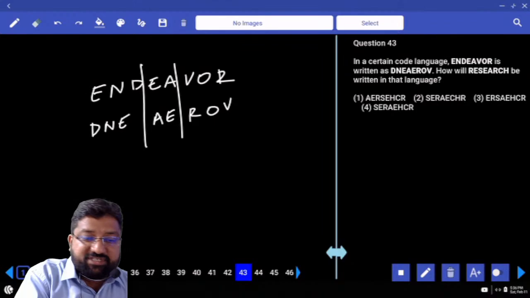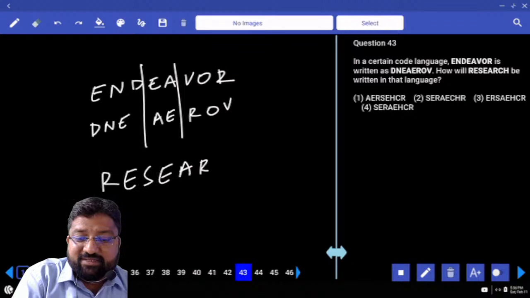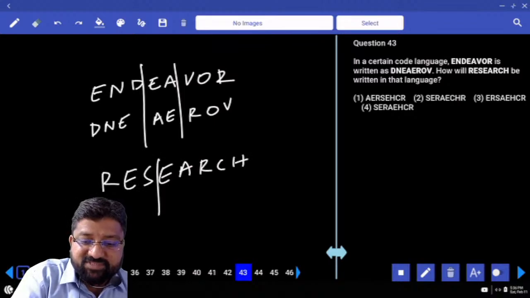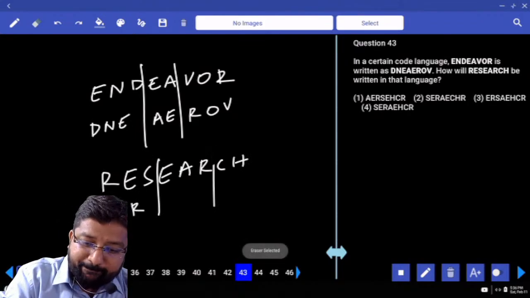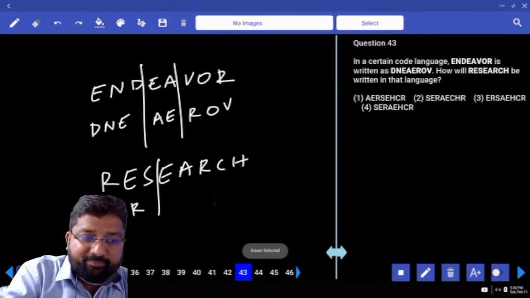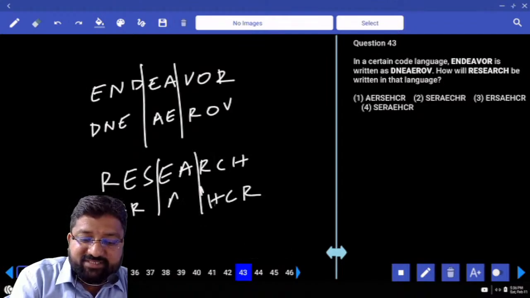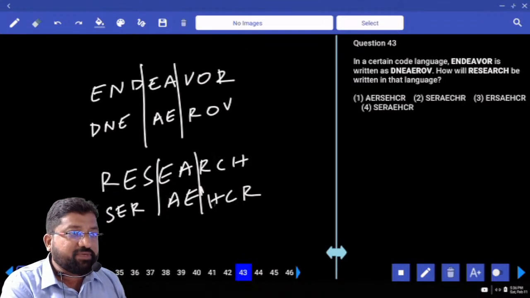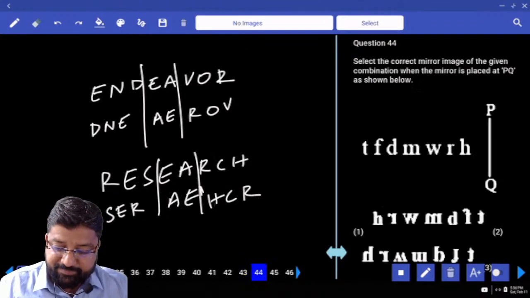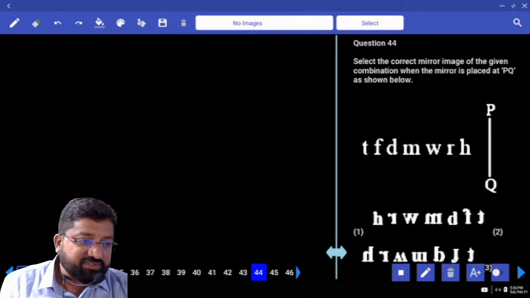So what's the question here? The question is on research. RESEARCH. Reverse the first three letters. This becomes SER. Last three letters. Wait a second. What does it become? HCR, and this is AE. Which option will be my answer? Amma? Very good. Mirror image, I'm sure you'll guess the answer. What's the fourth option?